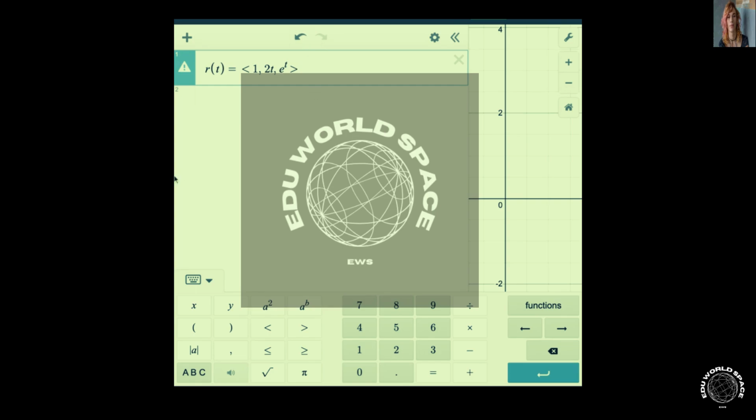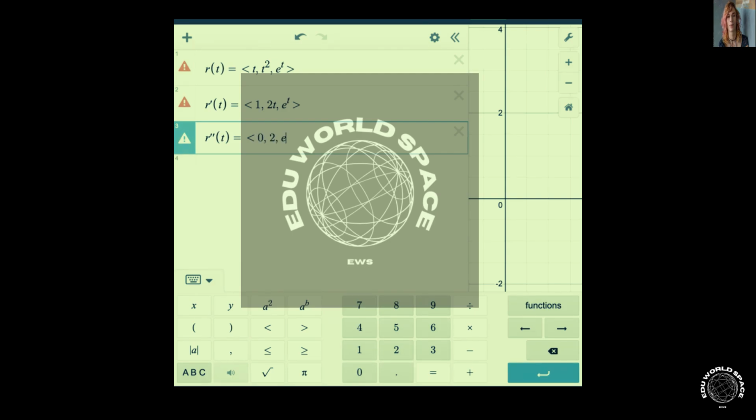Then we take the first derivative right there. Since this was t, this was t squared, and this was e to the t, our derivative, like we just said, is going to be 1, 2t, e to the t. And then our second derivative of the vector equation is going to be 0, 2, e to the t.